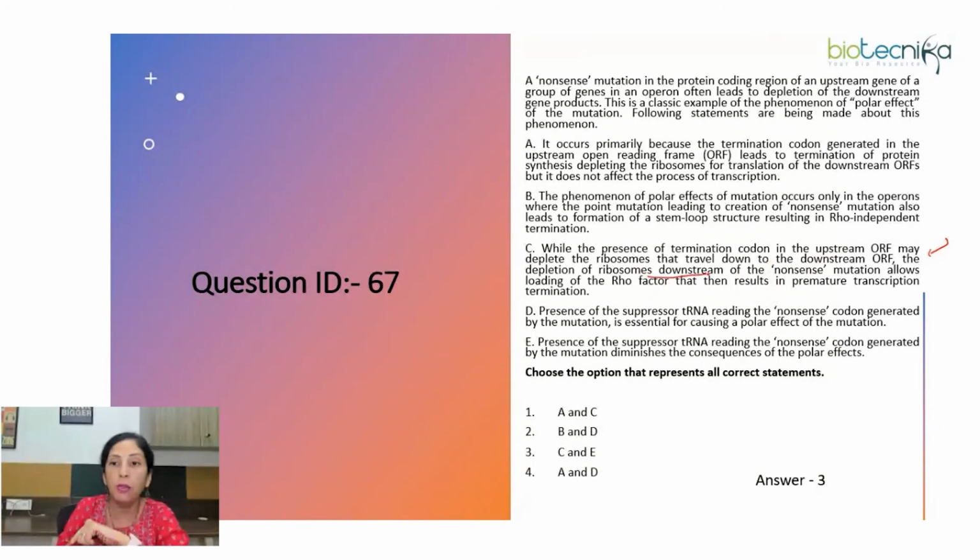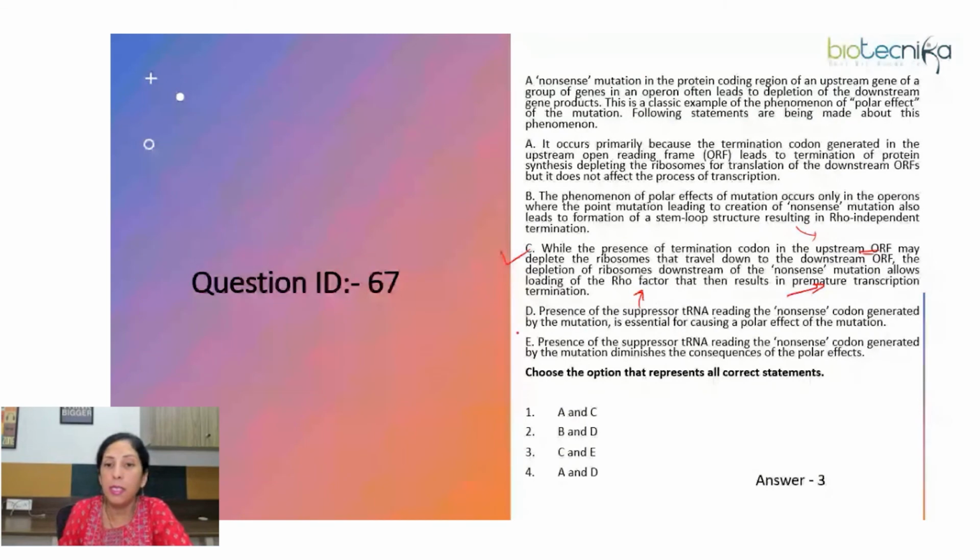The depletion of ribosomes there will allow the loading of the rho factor. Now see, they have again merged the concept. Here they are talking about transcription termination. Rho factor, you know, helps with the termination of transcription. So that will result in premature transcription termination. What this statement is saying is that if there is any mutation, the presence of a termination codon in the upstream ORF will bring a reduction in the number of ribosomes traveling down to the downstream ORF. So depletion of ribosomes downstream of the nonsense mutation will allow the rho factor to result in premature transcription termination. So yes, this is correct.